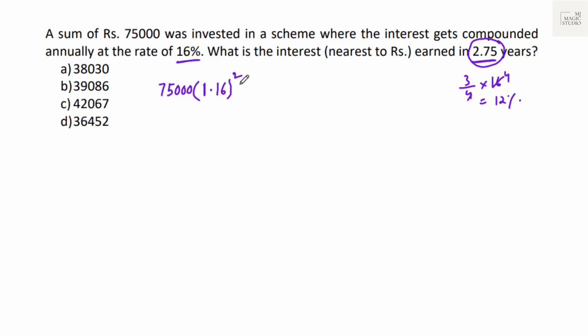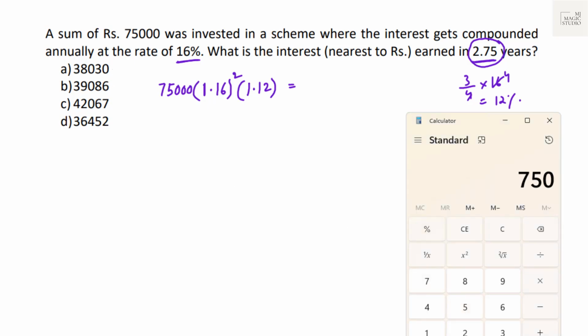Now this particular amount is earning 12%. That means the amount at the end of the equivalent 3 years would be multiplied by 1.12. Whatever we get, we will subtract 75,000 from it and we will get the compound interest. So 75,000 into 1.16 into 1.16 into 1.12 is 113,030.4.